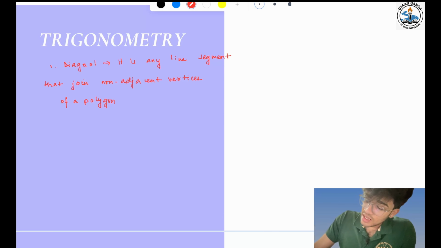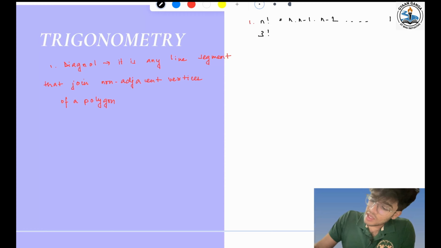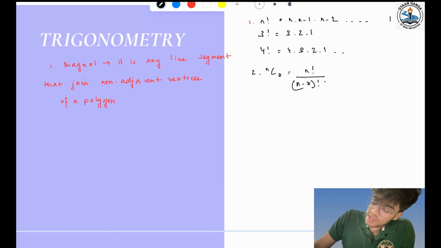First of all, there is something called factorial. N factorial means the product of all numbers from n till 1. So 3 factorial would mean 3 into 2 into 1, and 4 factorial similarly is 4 into 3 into 2 into 1. Second is the combination function, nCr, which is n factorial upon (n minus r) factorial into r factorial.